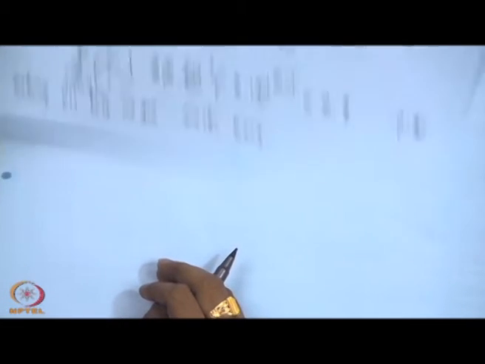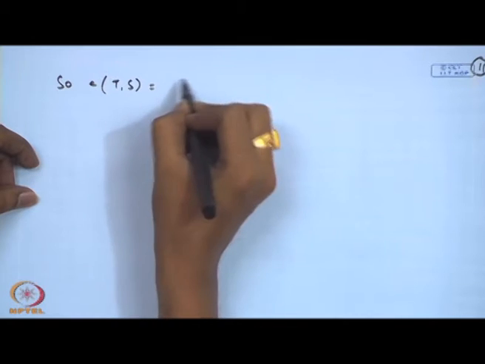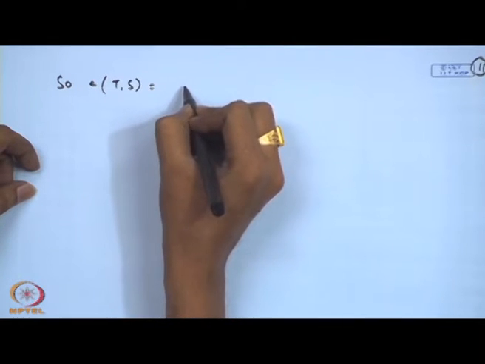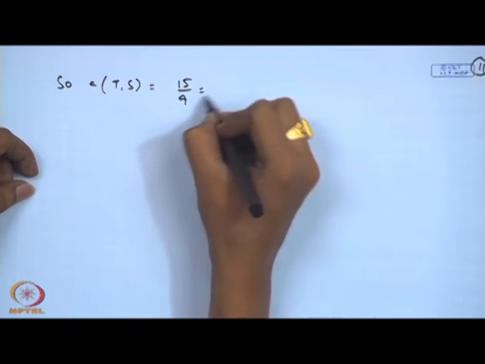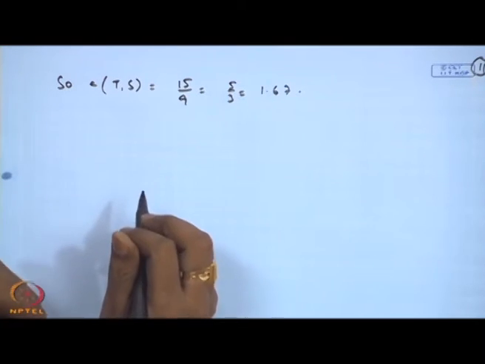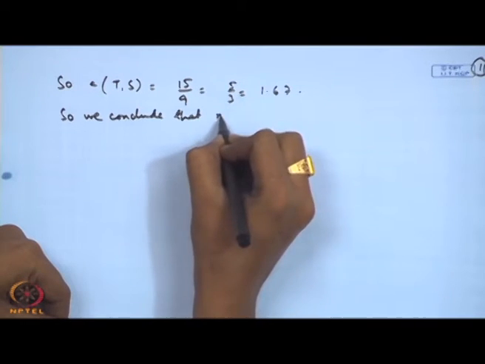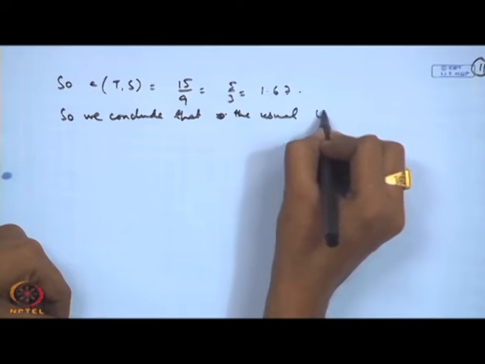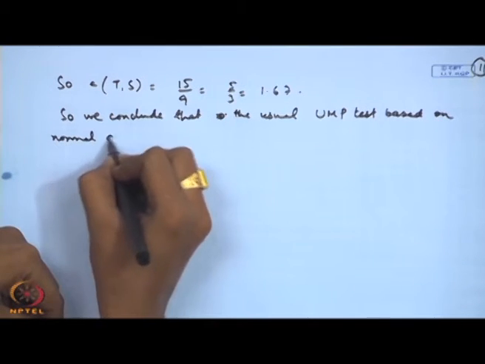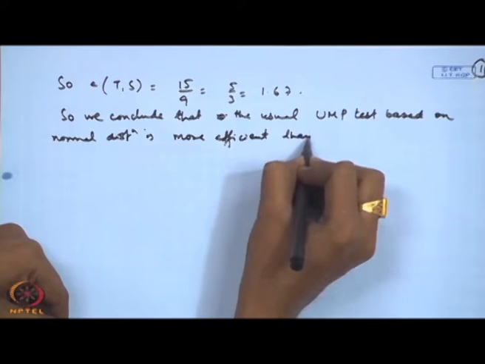So what do we conclude then? The efficiency of the normal test corresponding to this will become equal to 15 by 9, that is 5 by 3, that is equal to 1.67, etc. So basically it concludes that the usual UMP test based on the normal distribution is more efficient than the sign test.